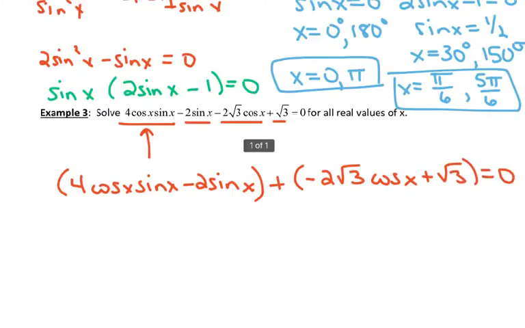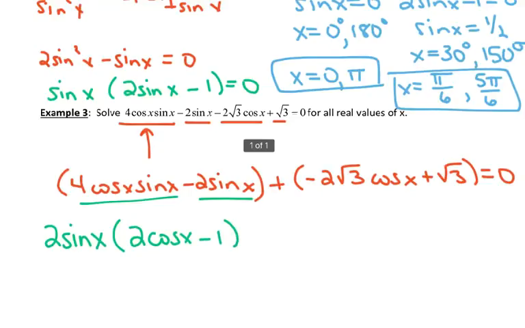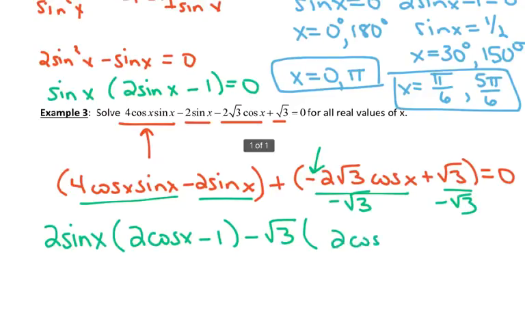And now we're going to factor out any greatest common factor. So from the first group, I want you to notice that they have in common a 2 and a sine x. So I'm going to factor out 2 sine x, and I'm left with 2 cosine x minus 1. And in the second group, the only thing they share in common is a square root of 3, but I don't like negatives, so because of that negative, we're going to factor out negative square root of 3. Remember, negative means divide. So you're going to be left with positive 2 cosine x minus 1.